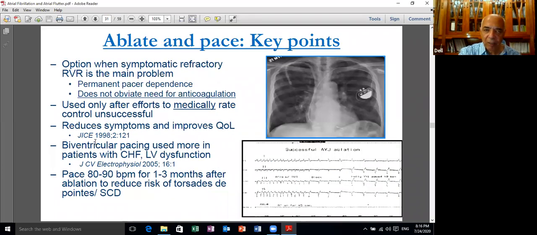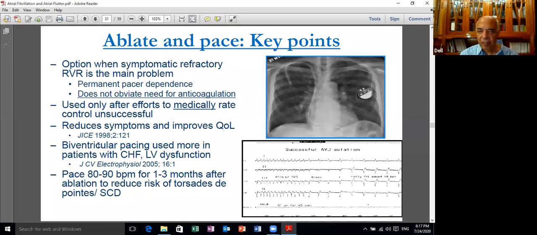Now, if you fail to control the rate, then you ablate and pace. And as I told you, ablating the AV node is a very simple procedure, takes a small energy and a small amount of time, very successful. But the problem is that the patient, number one, will remain on anticoagulation because the atrial fibrillation will be going on in the atrium. And at the same time, the patient will be lifelong dependent on ventricular pacing. And here comes the problem.